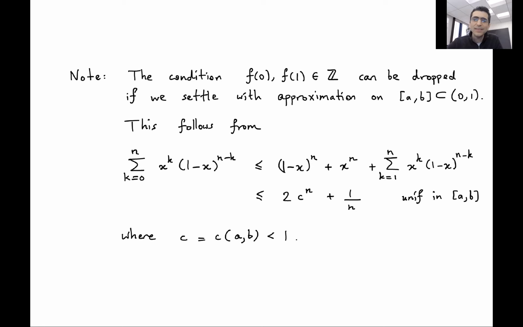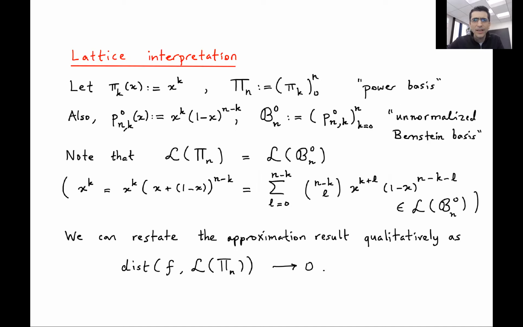Of course, that c is measured by 1 minus how close you are to the endpoints. So it can be a number that is like 0.99, but it is uniform nevertheless. Okay, so that constraint is there if you want approximation on the full interval, but otherwise it can be dropped. Now there's an interpretation of this result in terms of lattices.